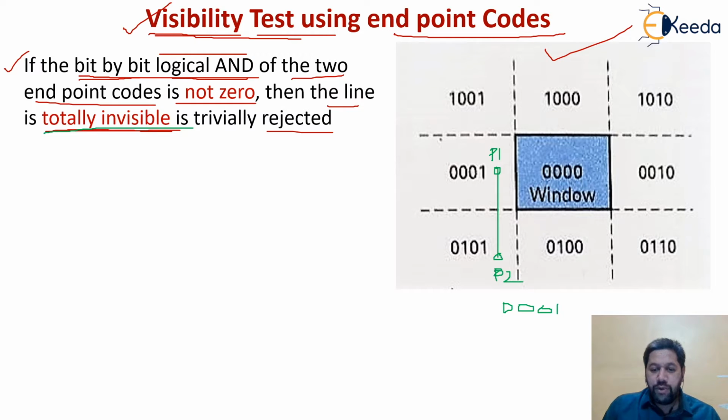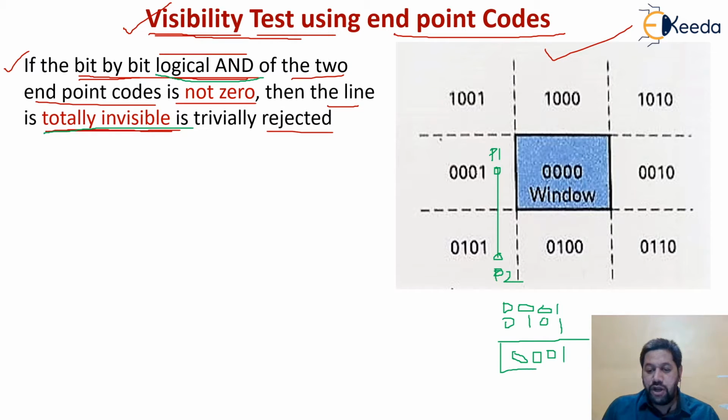What is P2 code? Code is 0 1 0 and 1. Okay, now after knowing these two endpoint codes, I have to take a logical AND operation. So I'm taking the logical AND operation. 1 AND with 1, the answer is 1, 0 AND with 0 is 0, 0 AND with 1 the answer is 0, because this is my AND operation. Okay, you know the truth table of the logical AND operation.